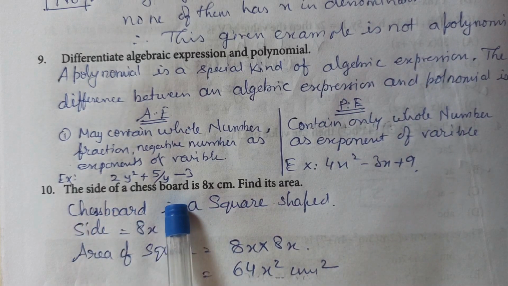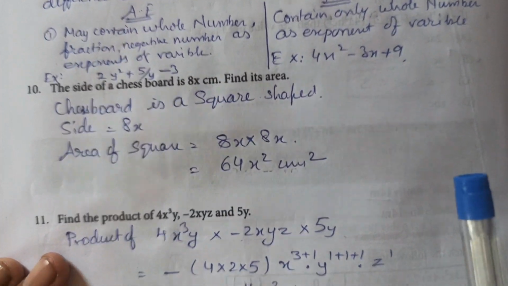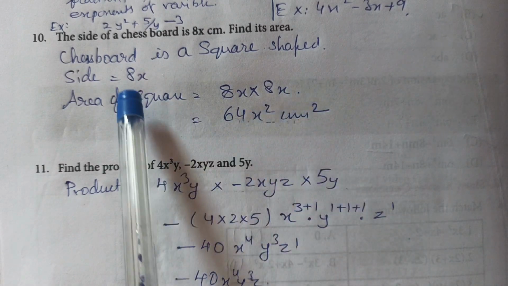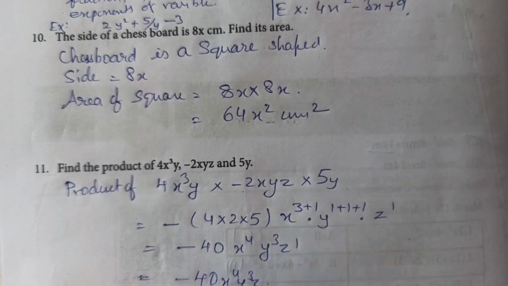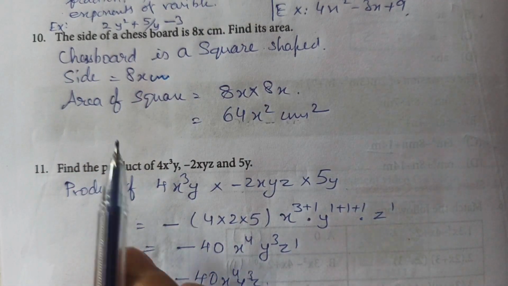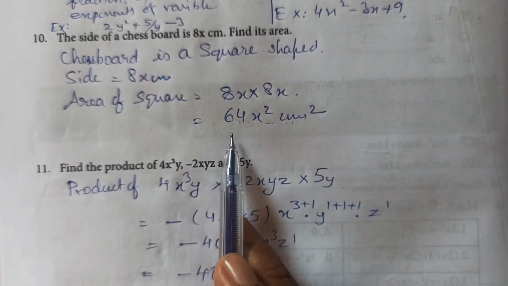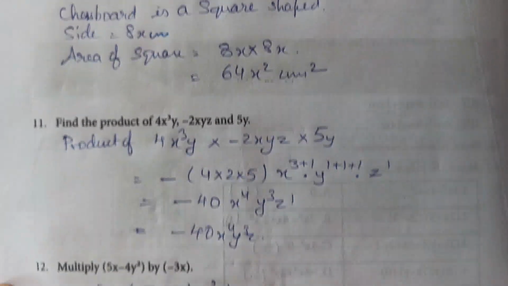Now next we come to question number 10. The side of the chessboard is 8x centimeter. Find its area. The chessboard is square shaped and the side is given as 8x centimeter. So we write area of square is equal to 8x into 8x, that is 64x square centimeter square.